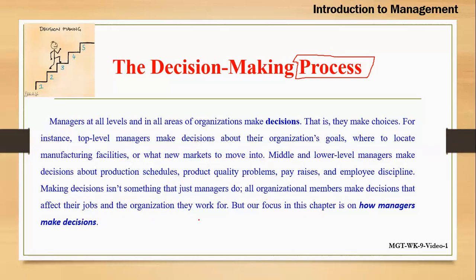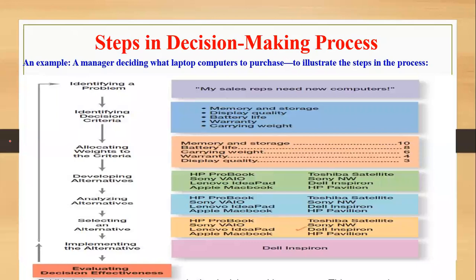So overall, your decisions, whether top, middle or lower level management, affect your performance, your organization, and its prestige. But our focus in this chapter is on how a manager can make decisions. Whenever we are talking about the steps that we have to cover in the decision-making process, we have a set of steps.